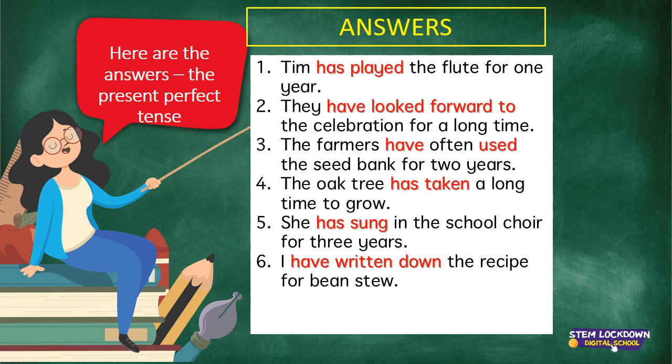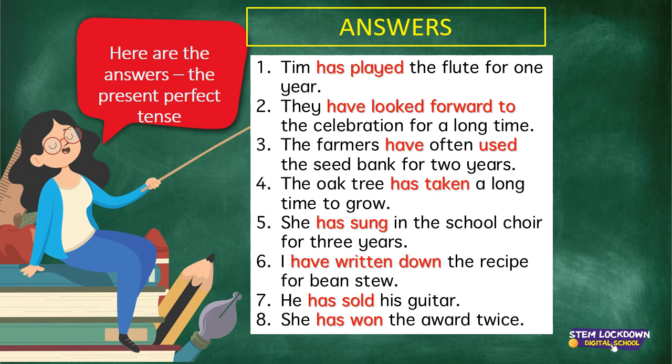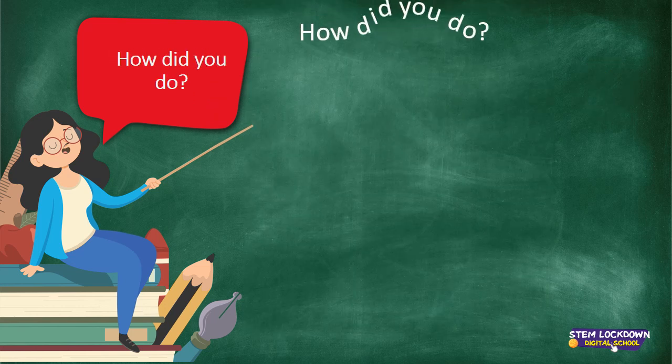Number 6, I have written down the recipe for bean stew. Have written down. Number 7, he has sold his guitar. Has sold. And number 8, she has won the award twice. Has won. So you can see how to recognize them with the has and the have. Got that? That one's out of 8 marks. Give yourself a mark out of 8. Okay, good. Now it's time to add up your marks.